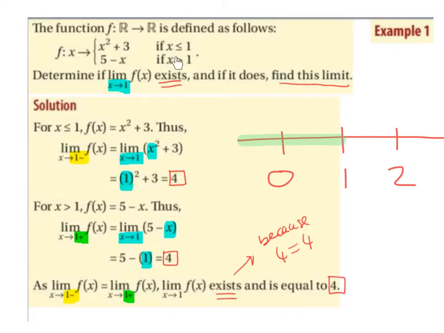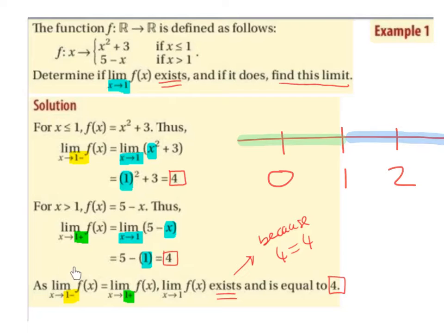So for x values greater than 1, we have everything to the right of 1. So everything approaching 1 from the right, which is why we used the limit of f of x as x approaches 1 from the right. So we ended up getting 4 for the limit of f of x as x approaches 1 from the left, and we also got 4 for the limit of f of x as x approaches 1 from the right.